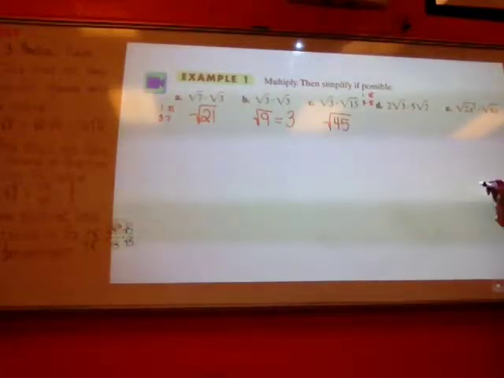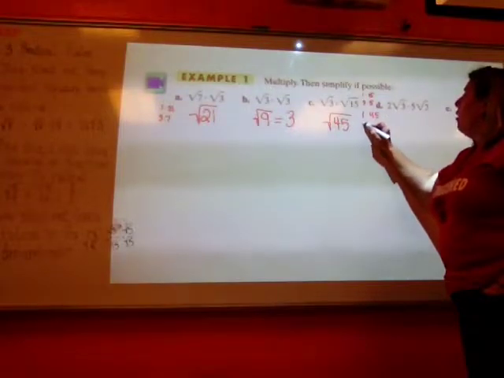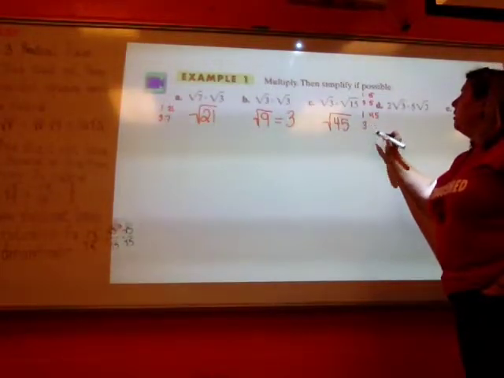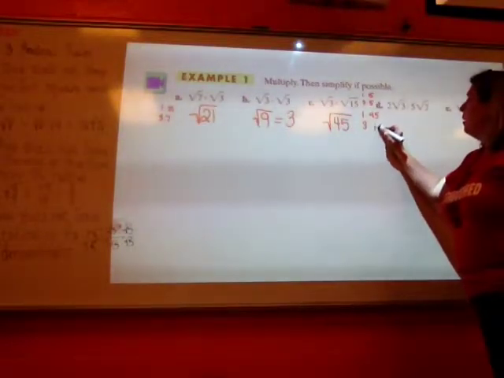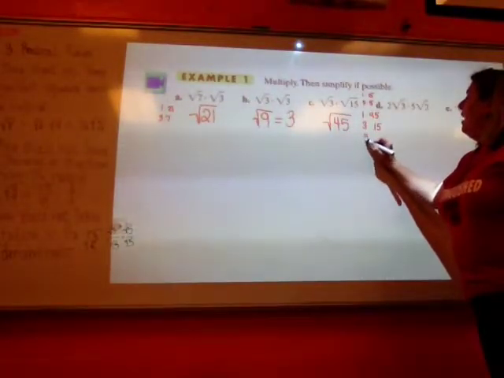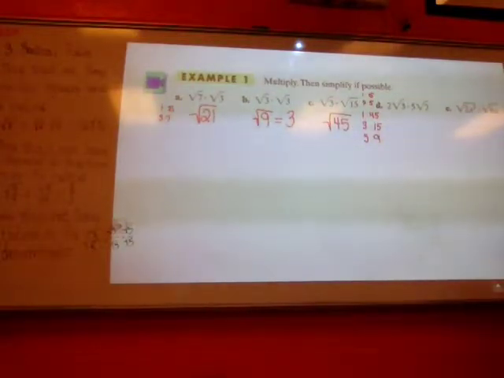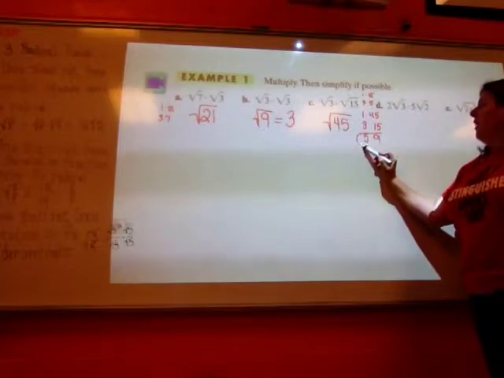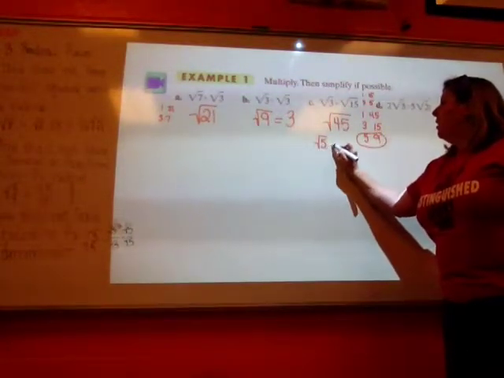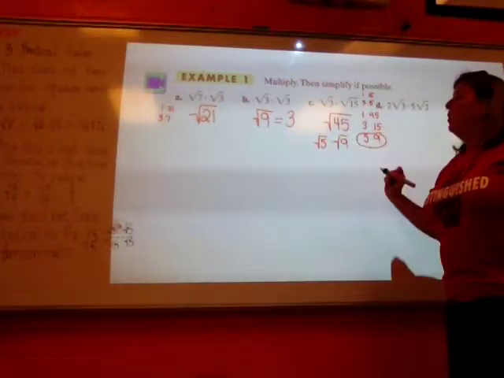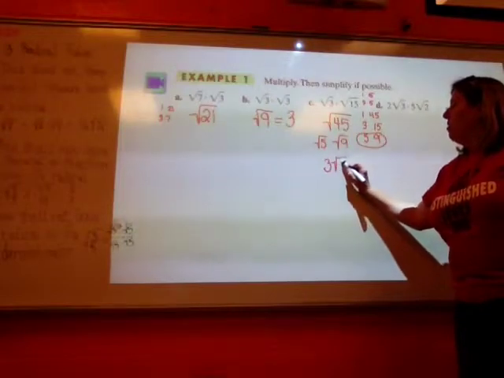The square root of 45 is going to be what? 1 and 45. 3 and what? 15. And then 5 and 9. Any of those a perfect square? Yes. Yep, which one? 5 and 9. So it's really going to become the square root of 5 times the square root of 9, which is going to become what? 3 square root of 5.